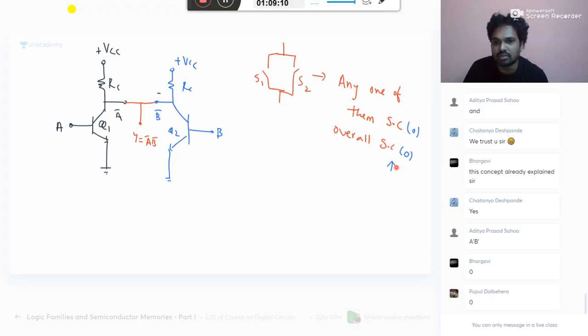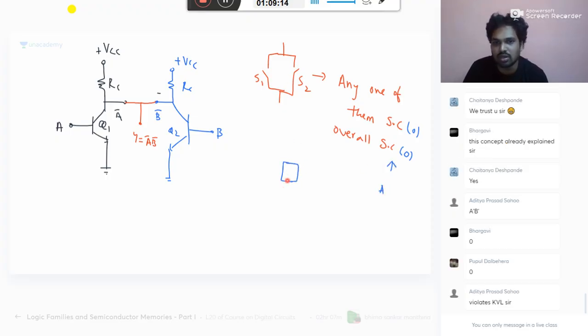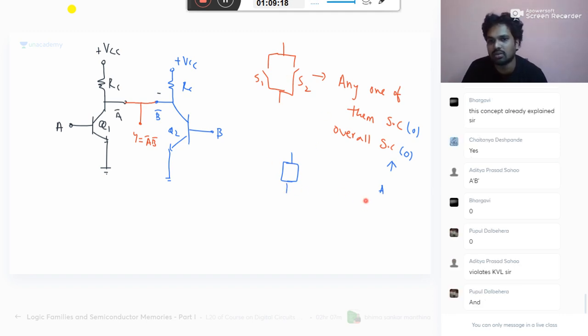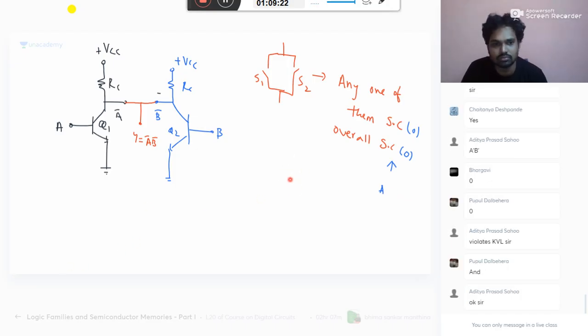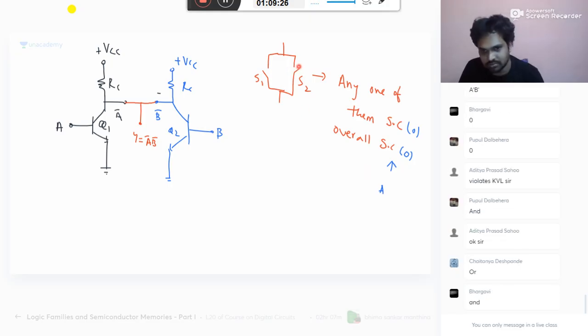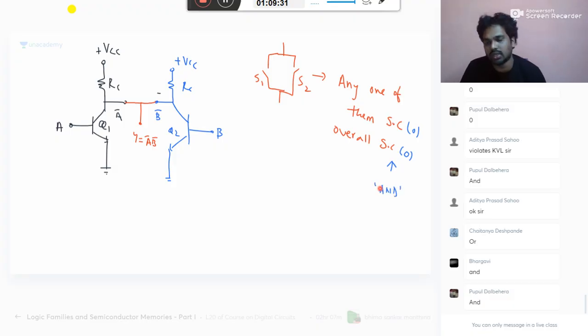What is this operation? Why is there a violation in short circuit? Zero shorts parallel with zero is possible. It is not a source. Two shorts can be parallel, two sources cannot be parallel. And what is this? AND operation.